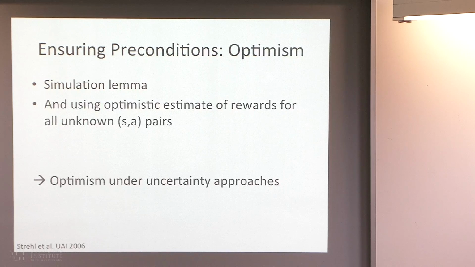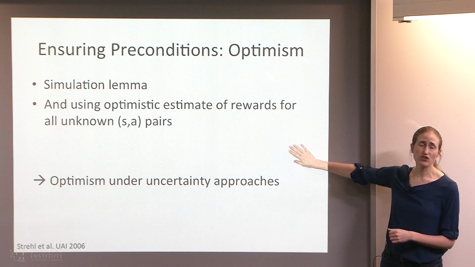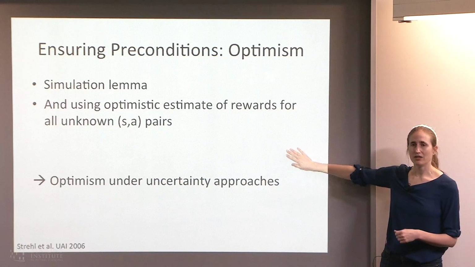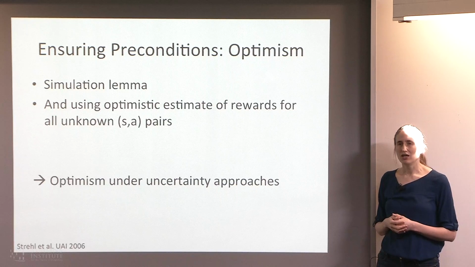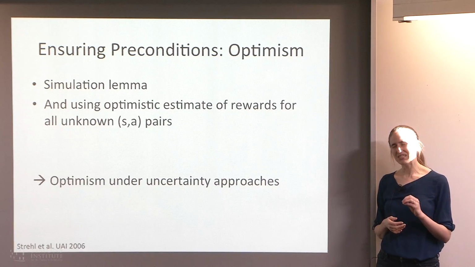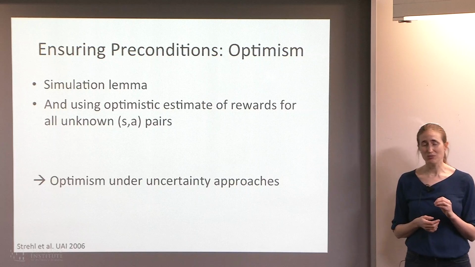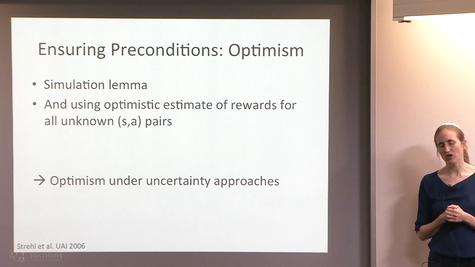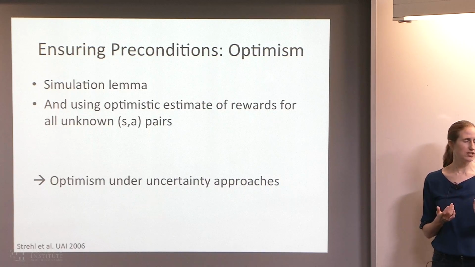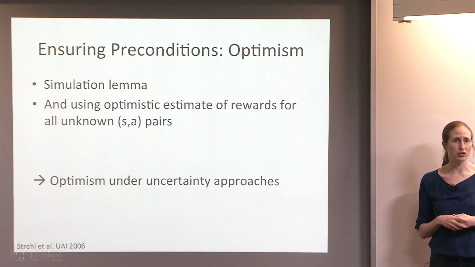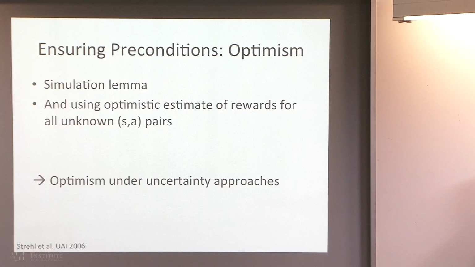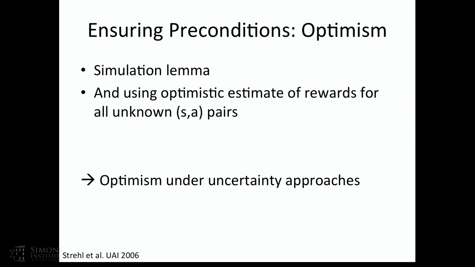So the second thing is optimism, which is making sure that we have an optimistic estimate of the Q function. And this, again, we can ensure by combining the simulation lemma with the fact that we're going to use an optimistic estimate of the rewards for all the unknown state action pairs. Which means when we compute our Q function, we're using a good estimate of all of the known state action pairs and a really optimistic estimate of all the unknown state action pairs, which means the resulting Q function is optimistic with respect to the true optimal level. So these are the main tools that we can use to show that an algorithm is PAC.